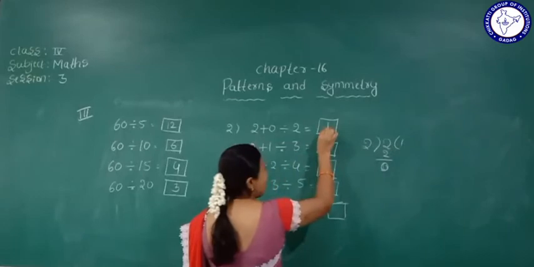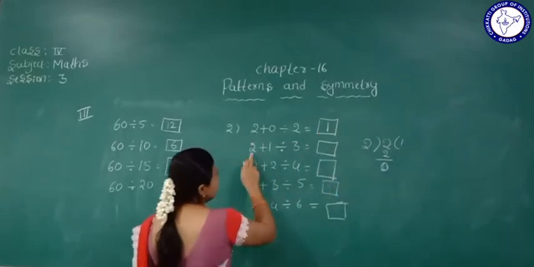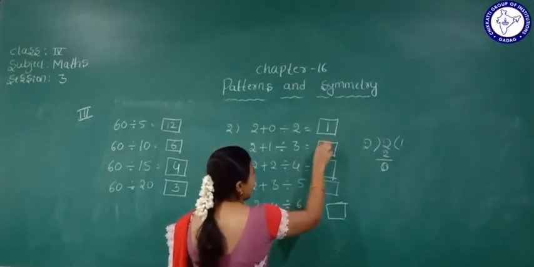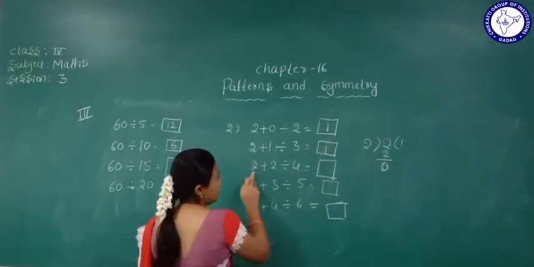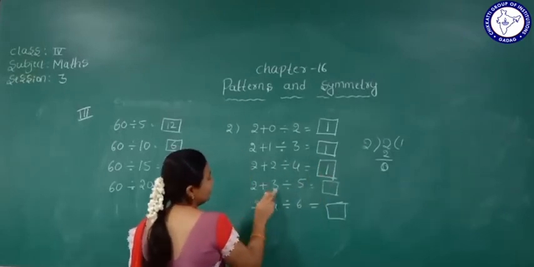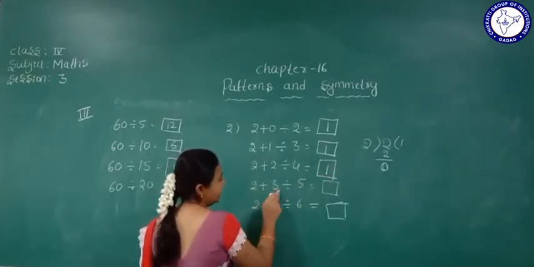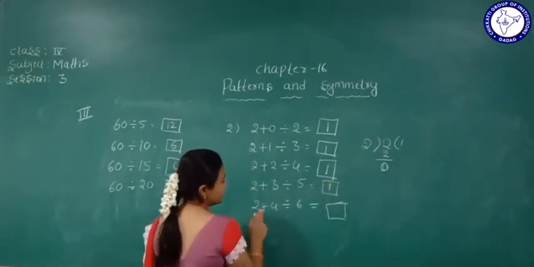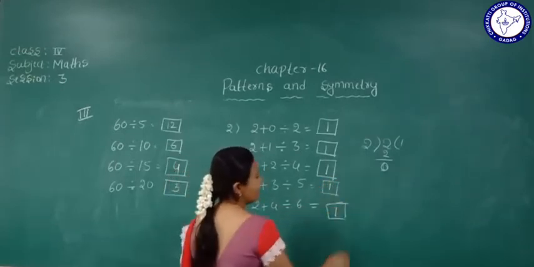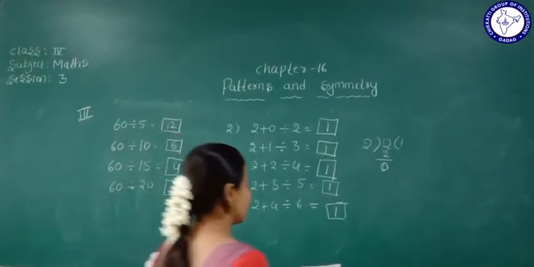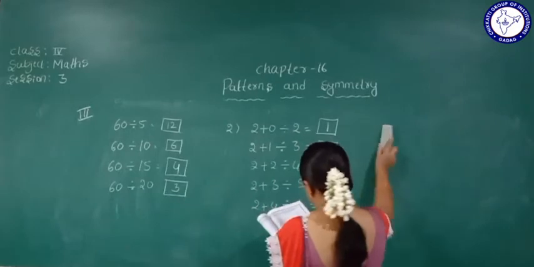That is 1. Same here, 2 plus 1 is how much? 3. 3 divided by 3 is 1. 2 plus 2 is how much? 4. 4 divided by 4 is 1. 2 plus 3 is how much? 5. 5 divided by 5 is 1. 2 plus 4 is 6. 6 divided by 6 is 1. So we can call this a pattern. Okay, next one they have given here.